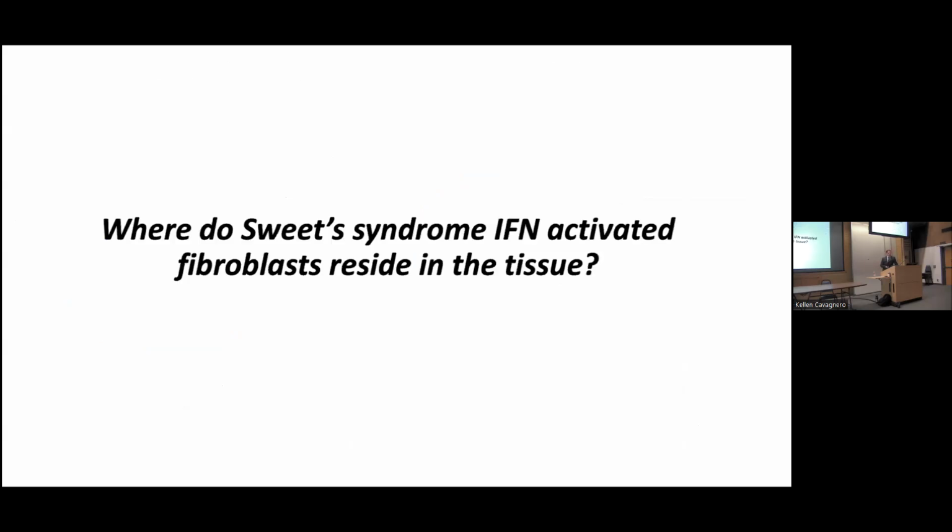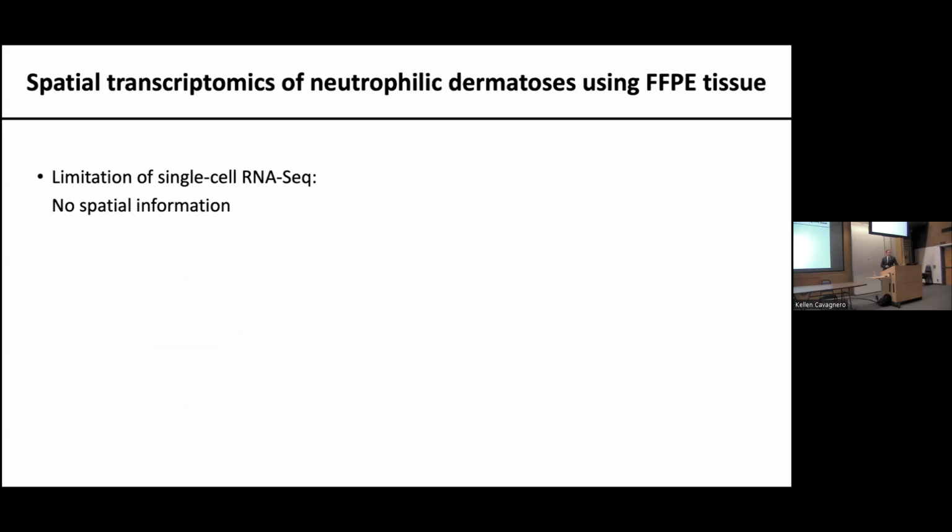Now, the next question is, where do these interferon-activated fibroblasts that we've identified in Sweet syndrome reside in the tissue? Where do they live? So another limitation of single-cell RNA sequencing is that it does not provide any spatial information. We know what all the cell types are and all the genes they're expressing. We don't know where they are.